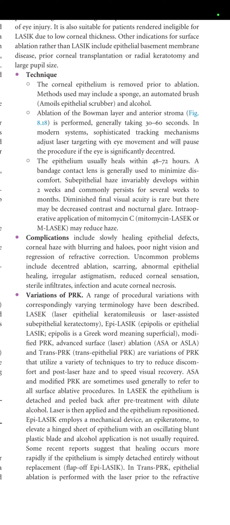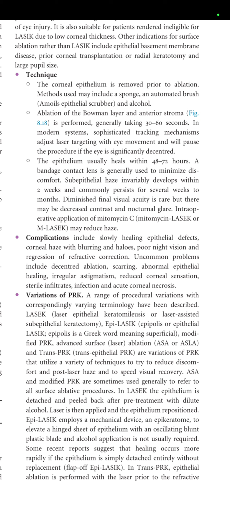Ablation of the Bowman's layer and anterior stroma is performed, generally taking 30 to 60 seconds in a moderate system. A sophisticated tracking mechanism adjusts laser targeting with eye movement and will pause the procedure if the eye is significantly decentered. The epithelium usually heals within 48 to 72 hours. A bandage contact lens is generally used to minimize discomfort.